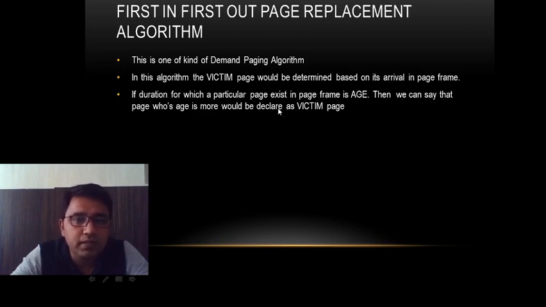If you consider a particular page which has been existing in a page frame, let's say that duration will be considered as its age. Then the more aged the page, the more likely that the corresponding page will be declared as a victim page.